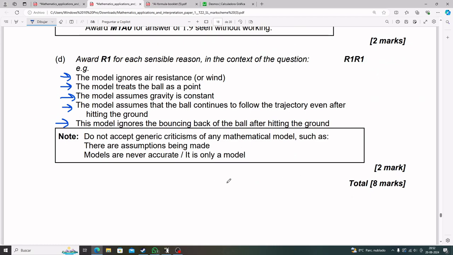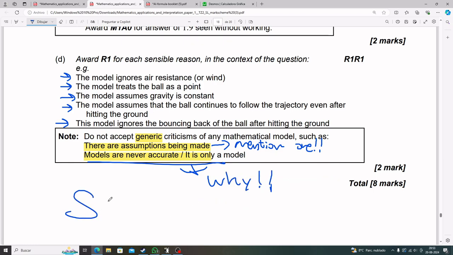See? So as long as you don't keep it as something generic, you're going to be okay, right? Don't say that there are assumptions being made. Mention one. Okay? Don't say that models are never accurate. Say why. Right? So mention something. The main idea I need you to get from this is that you need to be specific. As long as you're specific and you just say some stuff, you're going to get the marks.